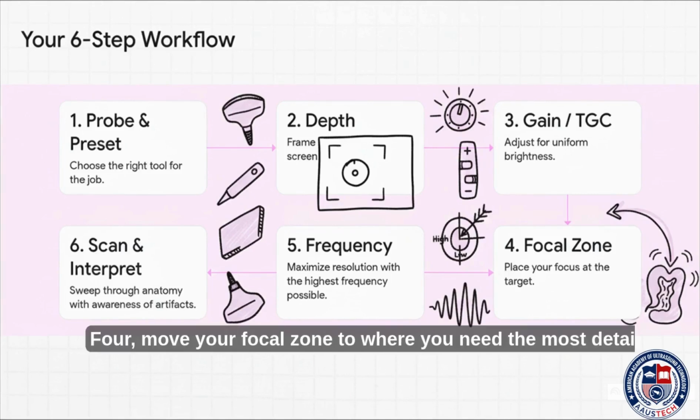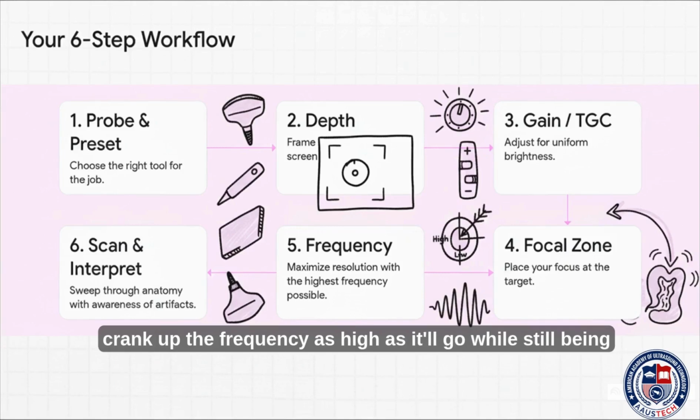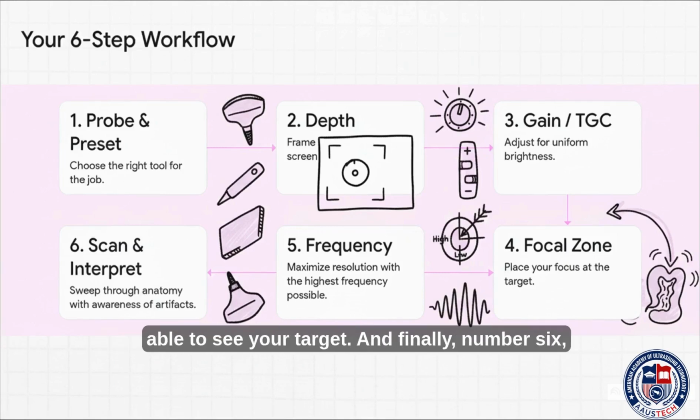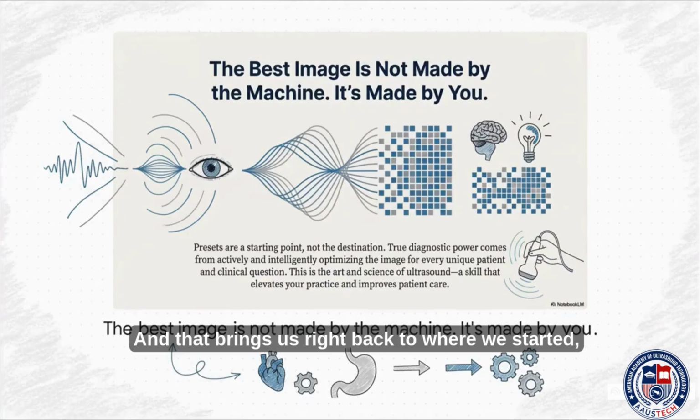4. Move your focal zone to where you need the most detail. 5. Crank up the frequency as high as it'll go while still being able to see your target. And finally, number 6. Now you're ready to actually scan and interpret, keeping an eye out for all those clues and pitfalls. And that brings us right back to where we started with the most important takeaway of all. The presets are just a suggestion.